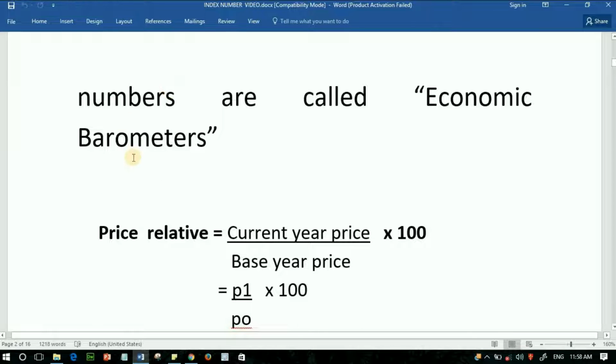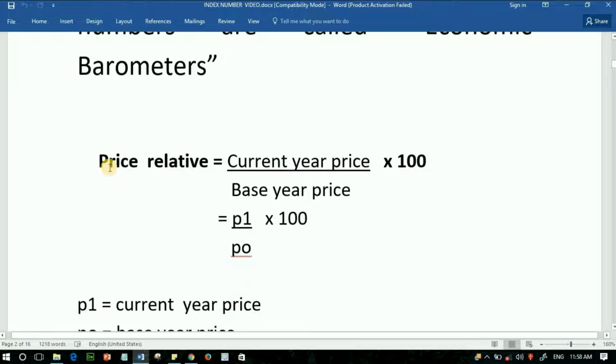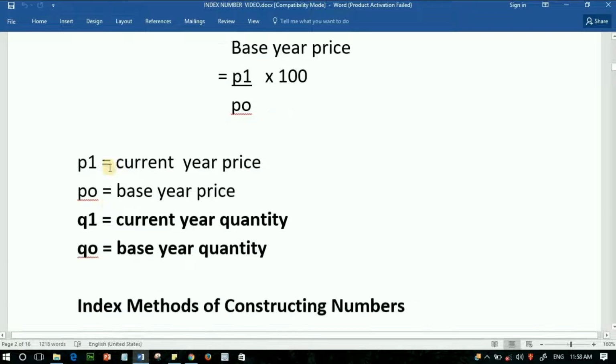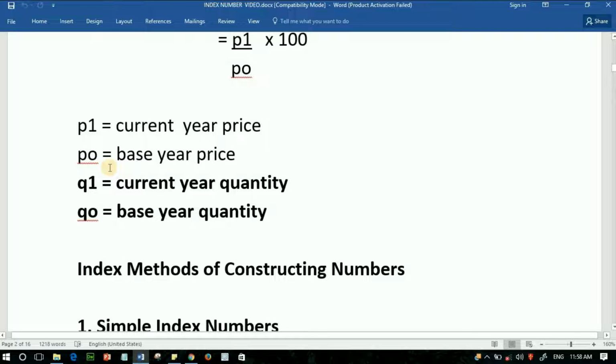One important point is price relative. Price relative is equal to current year price divided by base year price, into hundred. That is P1 by P0 into 100, where P1 is the current year price, P0 is the base year price, along with Q1 the current year quantity and Q0 the base year quantity.